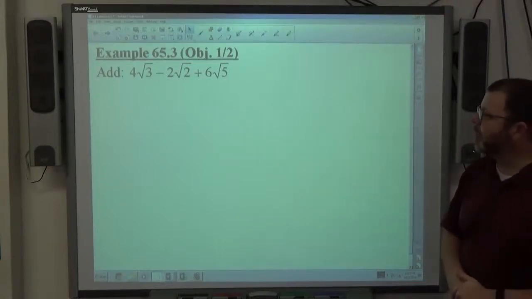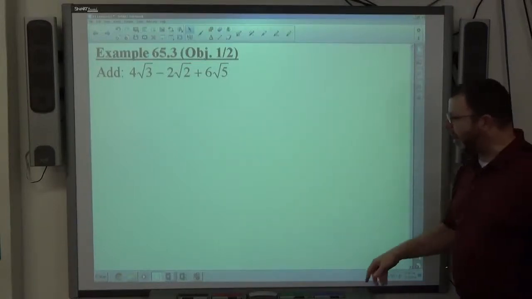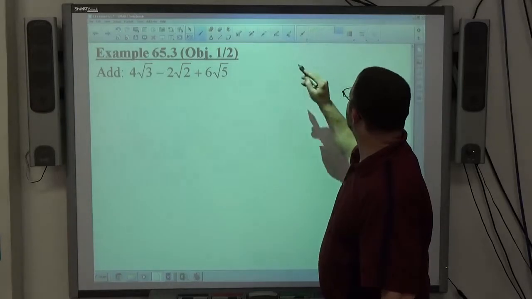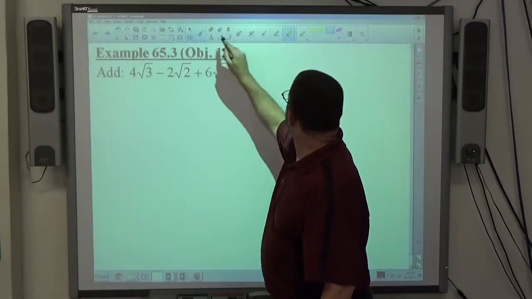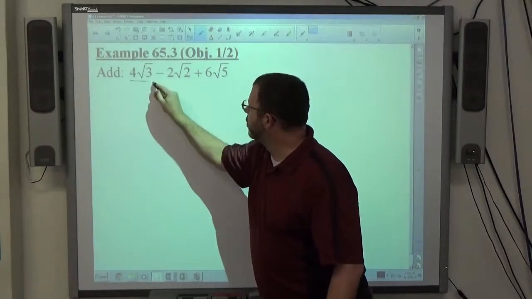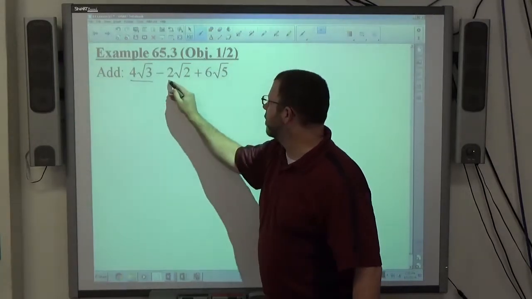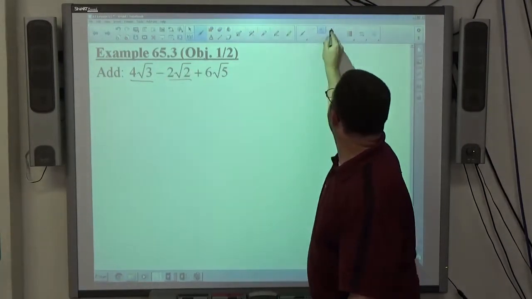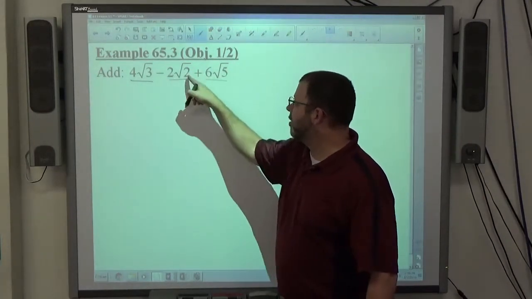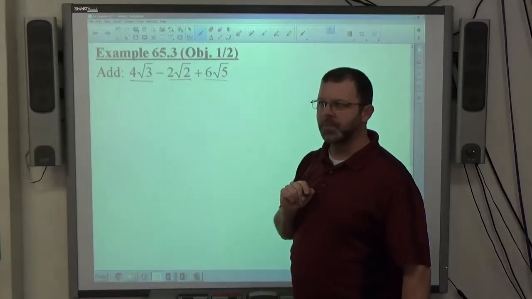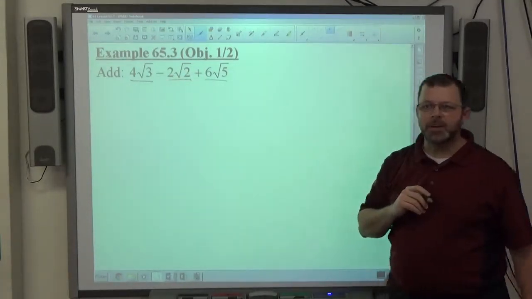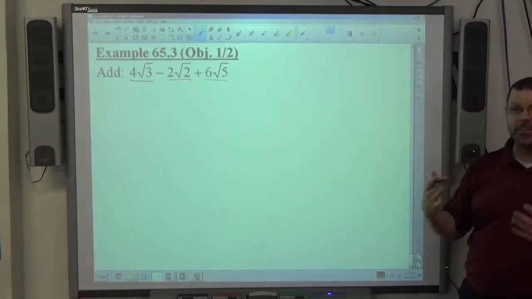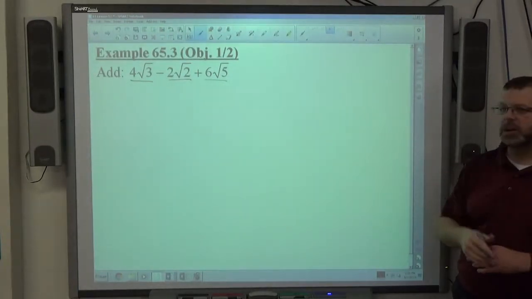Example 3 says to add, and we have these three radical objects. What you want to notice about them is we have a square root of 3, we have a square root of 2, which does not match the square root of 3, and we have a square root of 5, which does not match the square root of 2 or the square root of 3. None of those match, nothing can be done to it. So if it asks me to add them together, they're all different, and the answer is what you're looking at.